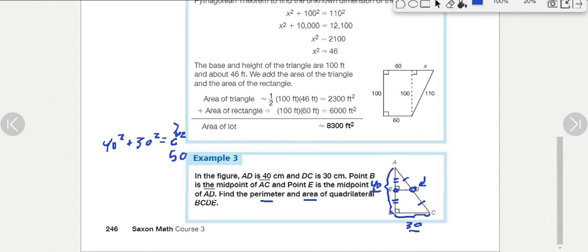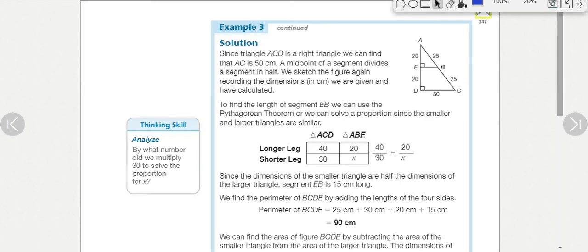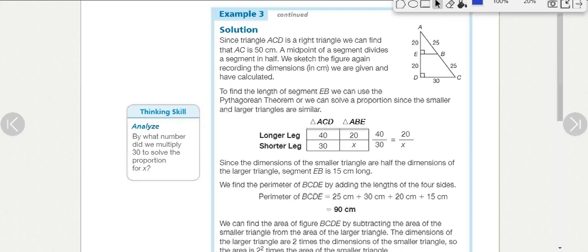Meanwhile, area we can do because we don't need the hypotenuse for area. We know that these are exactly equal, AE and ED, so it's 20 and 20 and 15 and 15. We don't need that. To me, you just do 30 times 40 divided by 2. Let's take a look. I don't know why we would need to break up the triangle unless we need to tell what each triangle is.